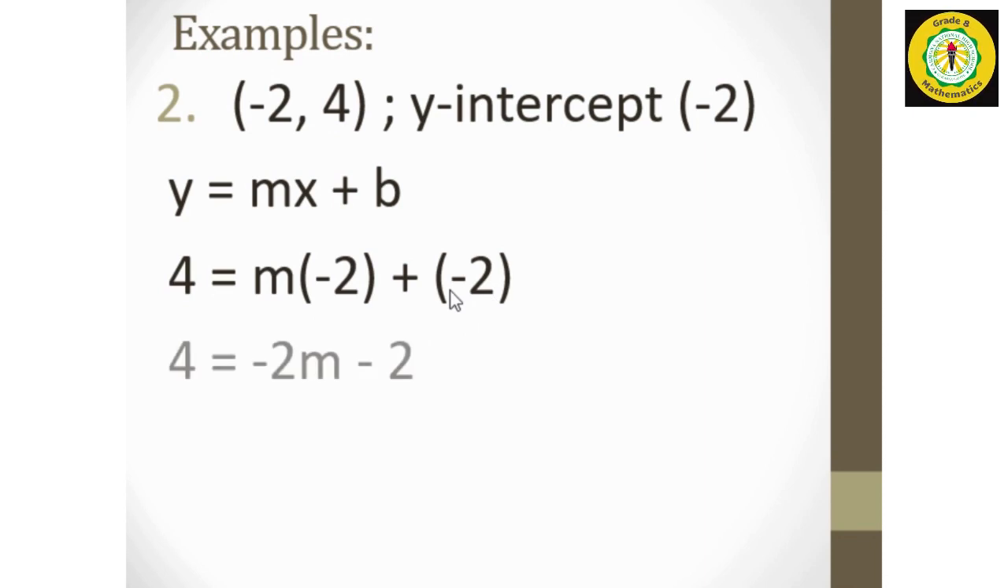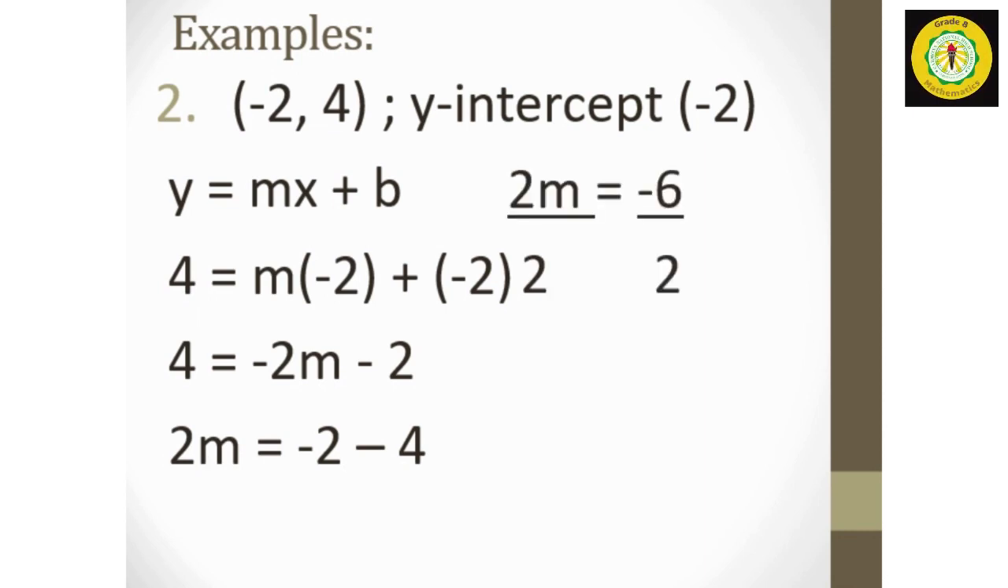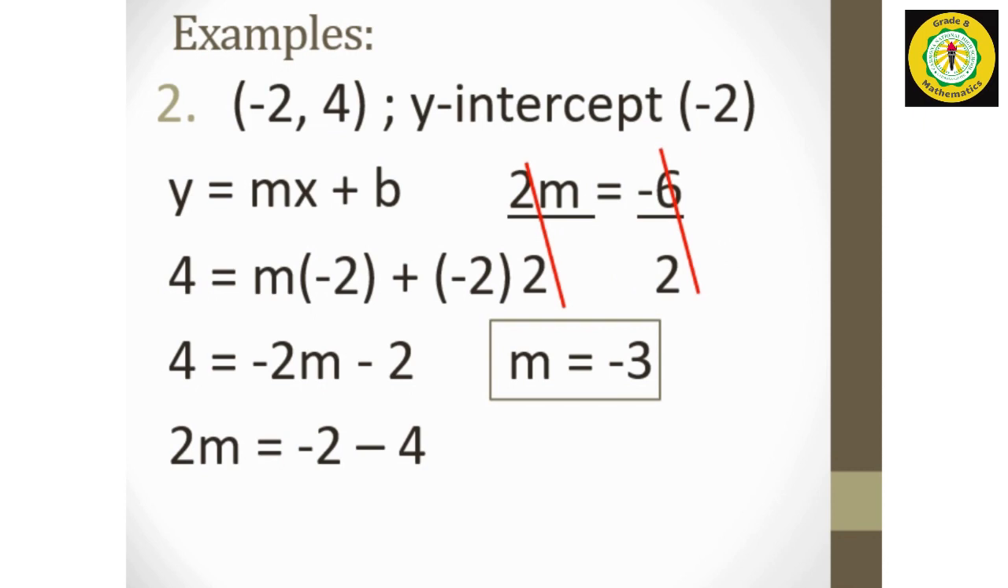Now let's simplify. We have 4 equals negative 2m minus 2. So we need to isolate negative 2m. So we need to transpose the negative 2 to the left side and then 4 to the right side. So we have 2m equals negative 2 minus 4. Let's simplify. We have 2m equals negative 6. So we need to divide both sides by 2. And the answer is m equals negative 3 for our slope.